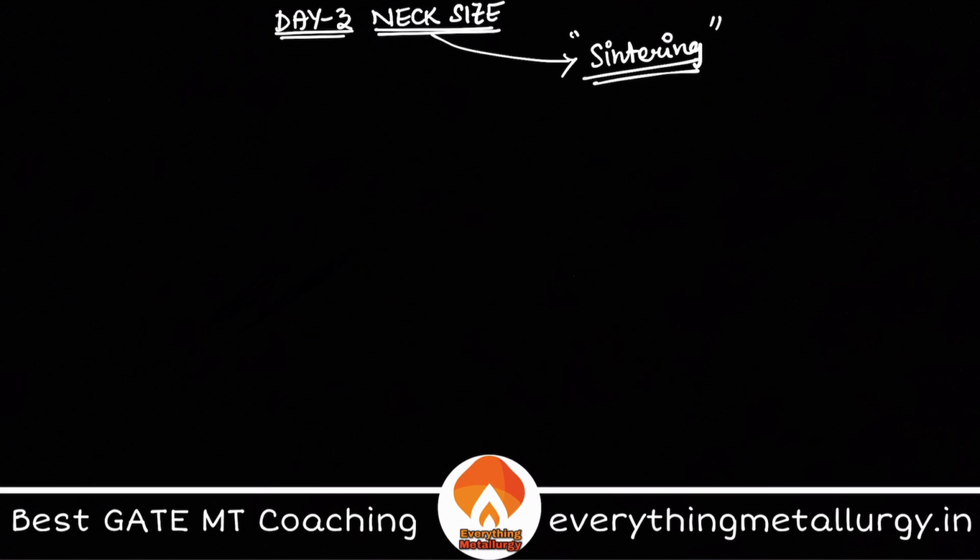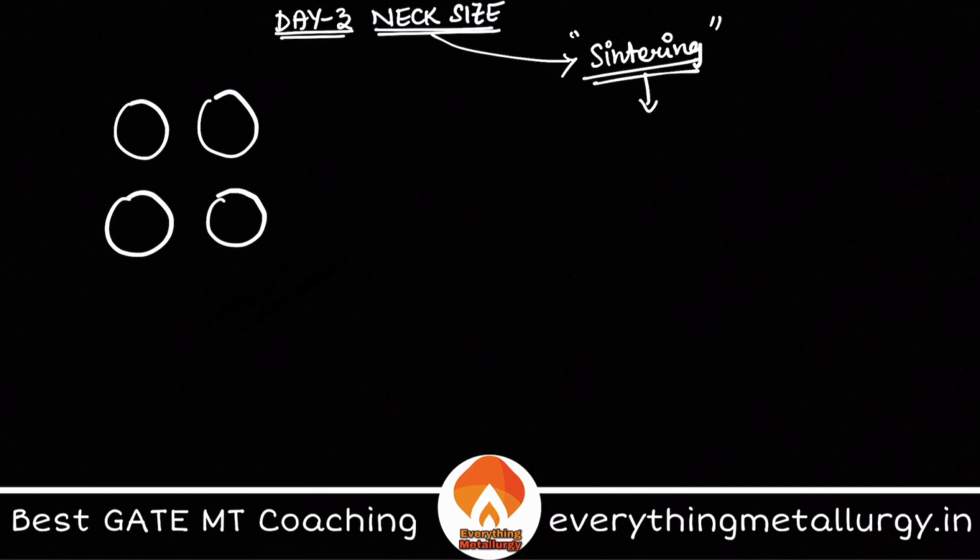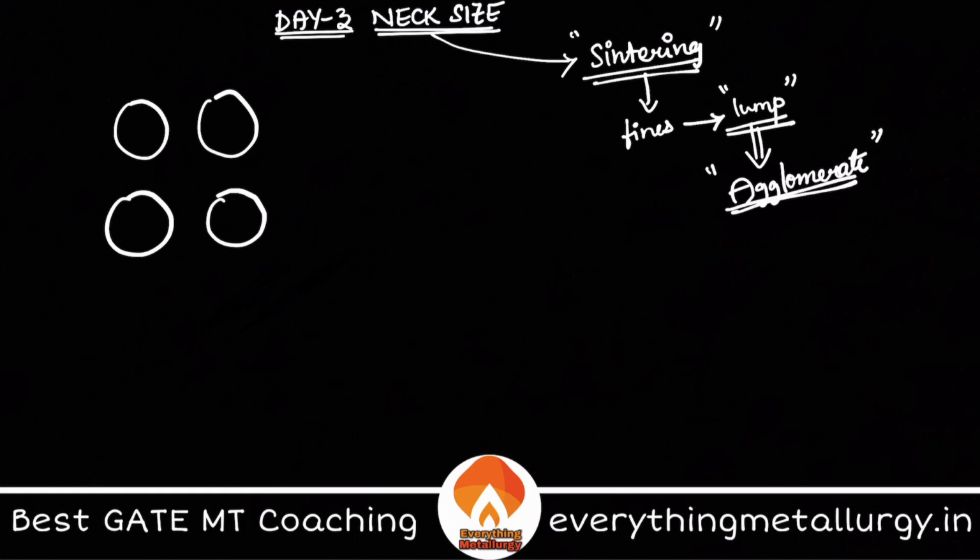If you remember, what is sintering? If you see the different steps in sintering, usually you have tiny particles. Sintering is a process where we try to agglomerate fines, that is, we join fines to form a lump. That means some bigger size particle is formed using finer sized particles. Usually this lump is called an agglomerate. Now there are many numericals involved here.